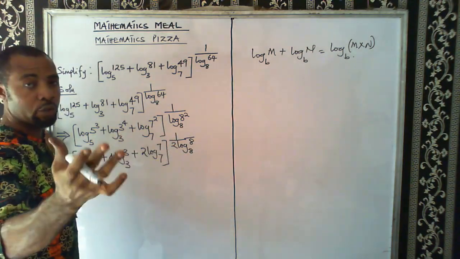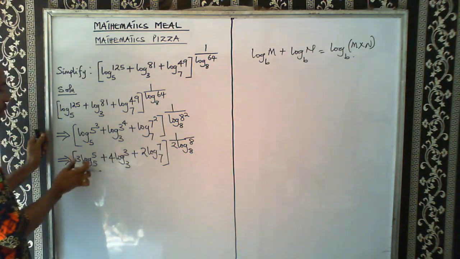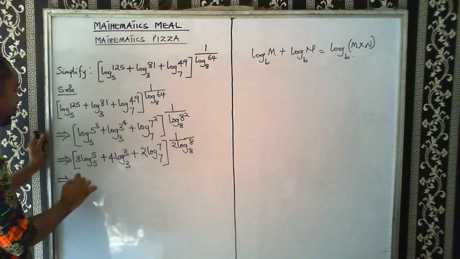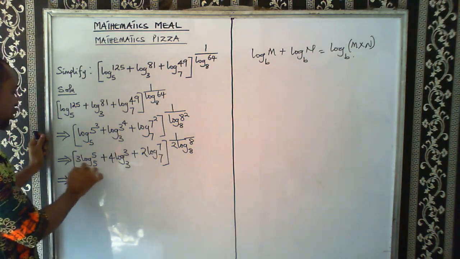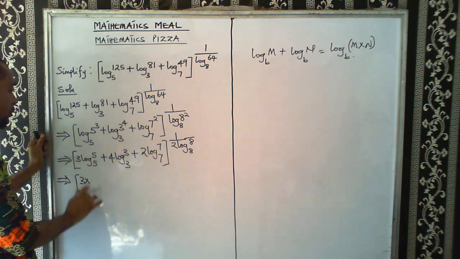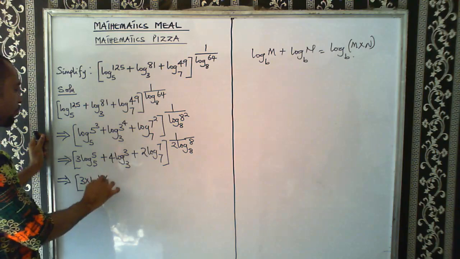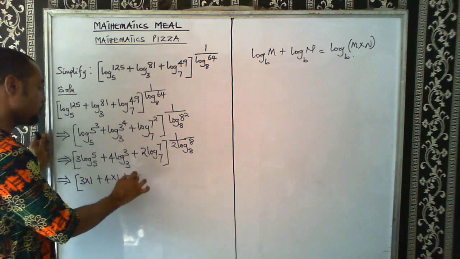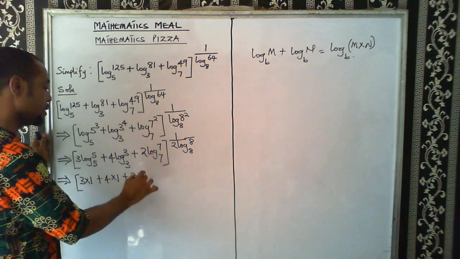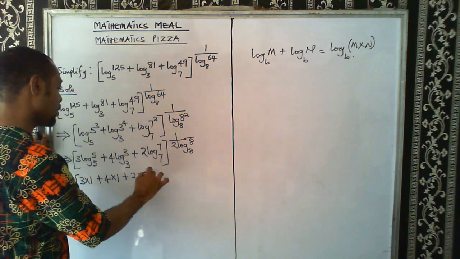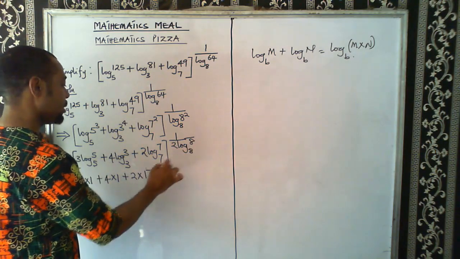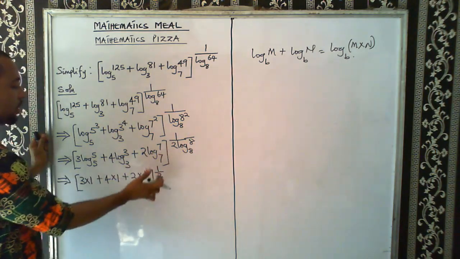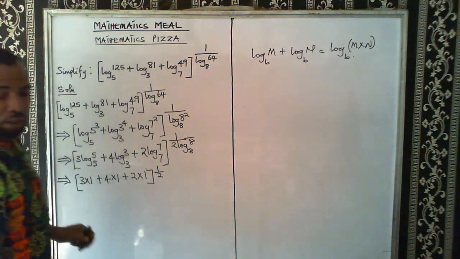Now we know that the logarithm of a number to its own base is 1. So log 5 in base 5 will be 1. So this will reduce to 3 times 1, because log 5 in base 5 is 1, plus 4 times log 3 in base 3, which is also 1, plus 2 times log 7 in base 7, which is 1, all raised to power 1 over 2 times log 8 in base 8, which is 1. So I'm left with 1 over 2, because 2 times 1 will still give me 2.